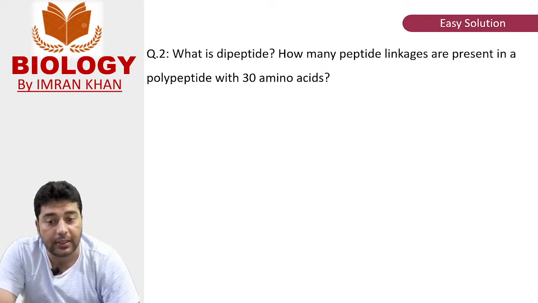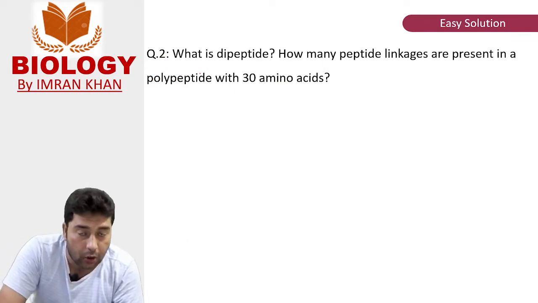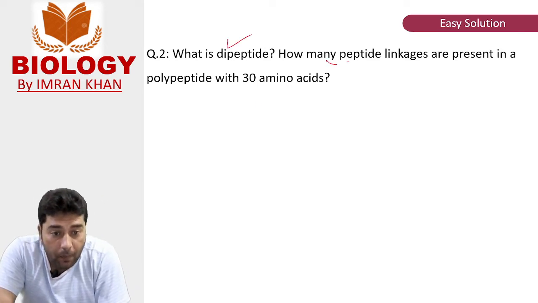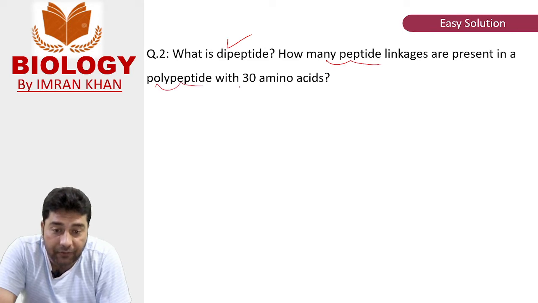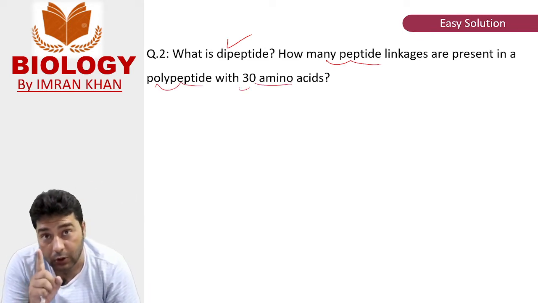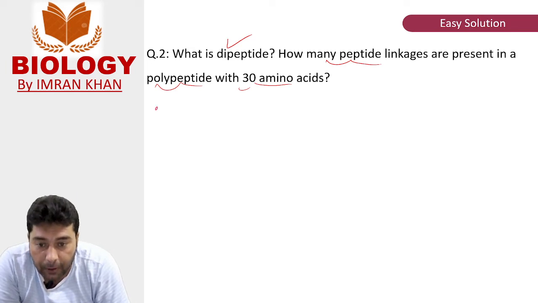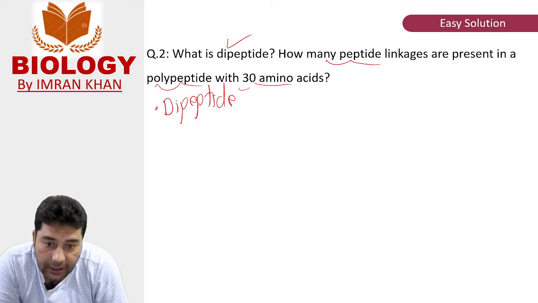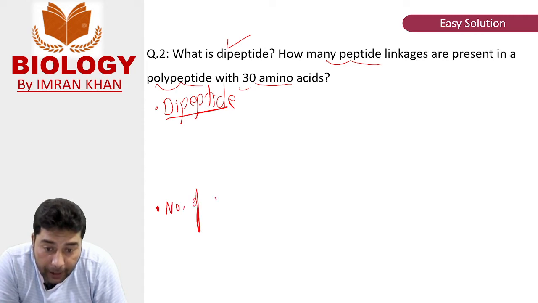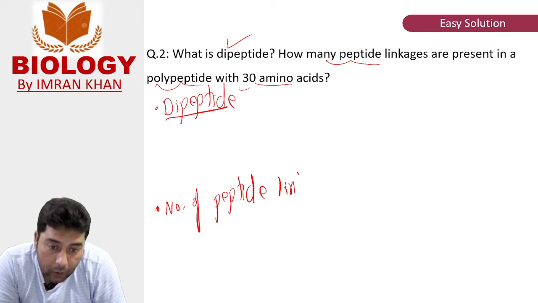The second question is sometimes like a short question and short quiz. What is a dipeptide, and how many peptide linkages are present within 30 amino acids? This question has two important parts. The first part is what is a dipeptide, and the second part is to calculate the number of peptide linkages, the number of peptide bonds.